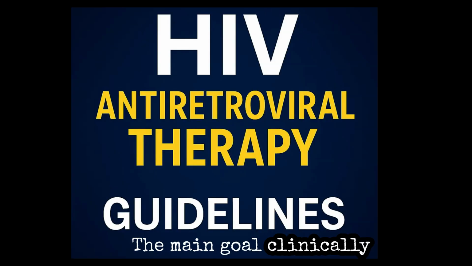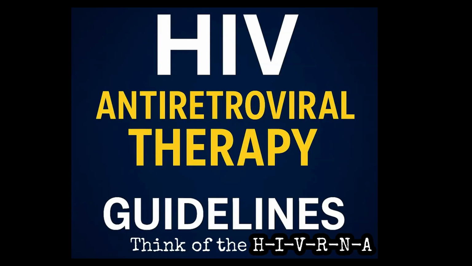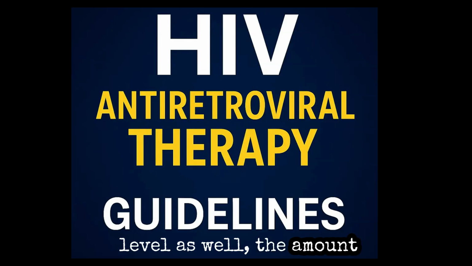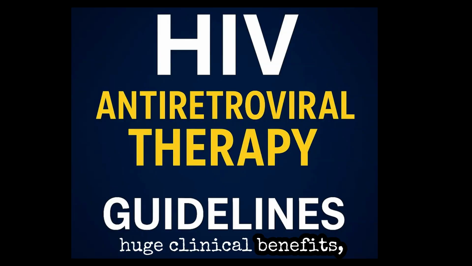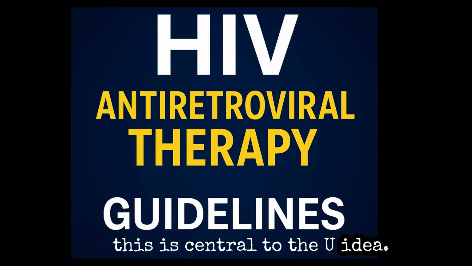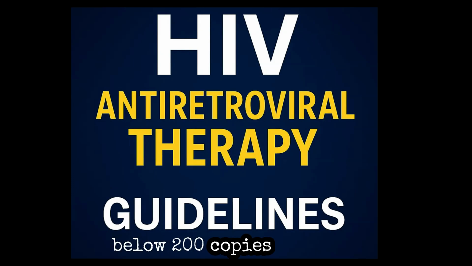The main goal, clinically speaking, is durable suppression of plasma HIV RNA. Think of the HIV RNA level as the amount of active virus in the blood. Get that down, keep it down, and you stop the disease progressing, prevent drug resistance from developing. Plus, it preserves or even improves CD4 T cell counts, which means huge clinical benefits. And this is central to the U=U idea, undetectable equals untransmittable. If someone's viral load is below 200 copies per mL, they can't transmit HIV sexually.